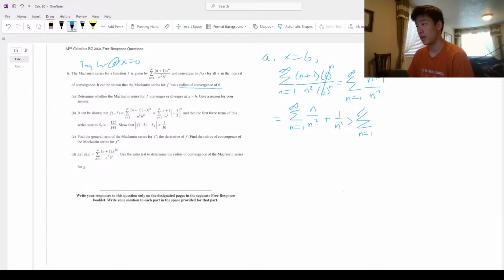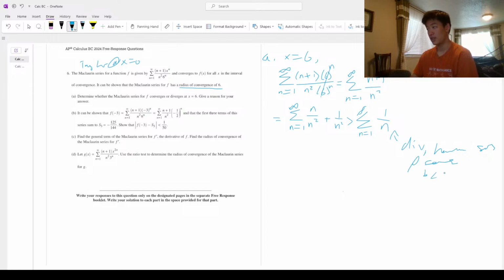So, to infinity. Actually, that was nice because I need more space anyways. This is going to be greater than the harmonic series, because this is n over n squared, which is the same as 1 over n. This is positive, so each term is bigger. And if a series is greater than the harmonic series, then it diverges. You can also say p-series test, because this is like p equals 1, and p equals 1 is not greater than 1.